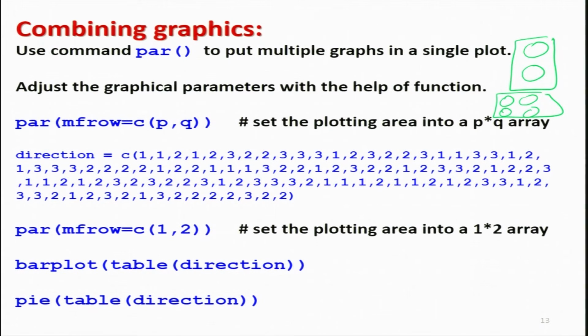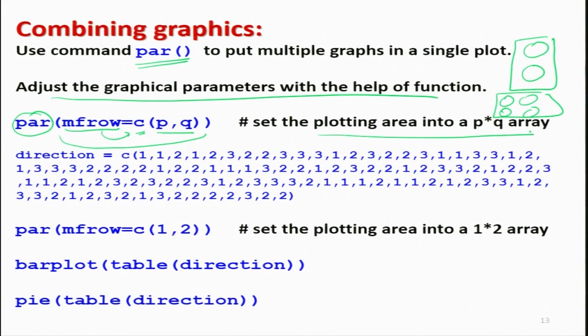So for that we use a command PAR, and then inside the parenthesis we give the command mfrow, all in lowercase alphabets, and this will adjust the graphical parameters and we can create the graphics on the same page. For example, we give the value mfrow is equal to c, that is a data vector, and then p comma q, and then you write par, and within parenthesis mfrow is equal to c(p,q). So this is going to create the plotting in a p cross q array, right.